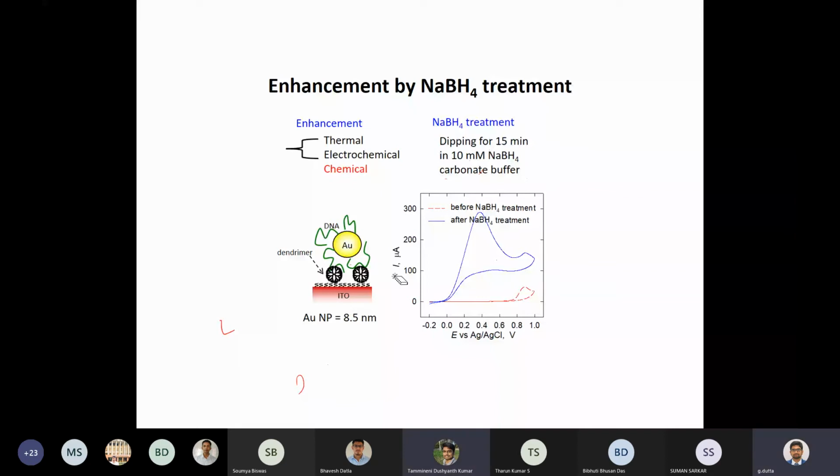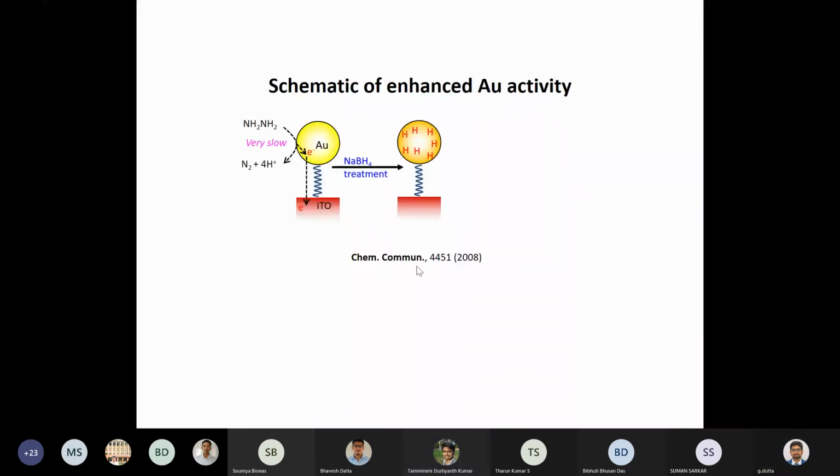Now see the mechanism, the schematic, how it enhances the activity. When we add the sodium borohydride, here we are showing NH2, which means just one substrate. That substrate is called hydrazine. Before sodium borohydride treatment, we checked that hydrazine oxidation is very slow. But after sodium borohydride, what happened?